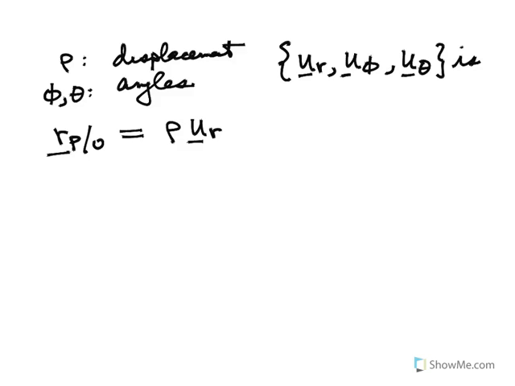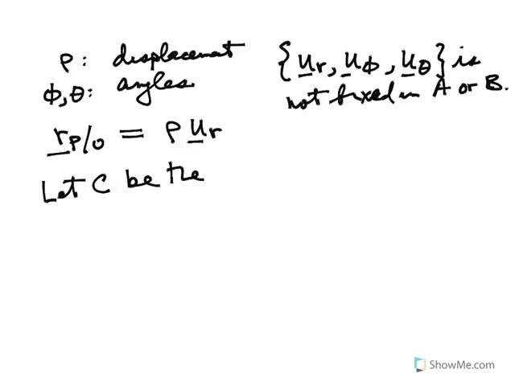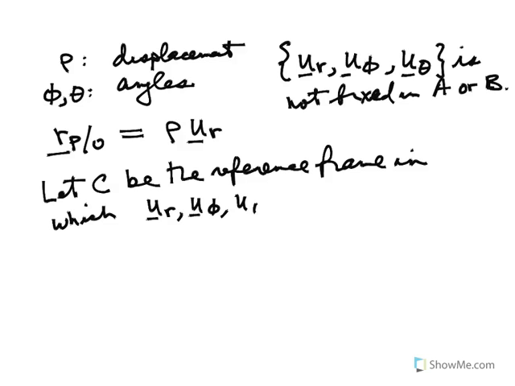And you'll notice that it's not fixed in A or B. So I'm going to denote this frame: let C be the reference frame in which U sub R, U sub phi, U sub theta is fixed. Given that it's fixed in reference frame C, we now need to apply the transport theorem between C and A in order to compute the velocity.